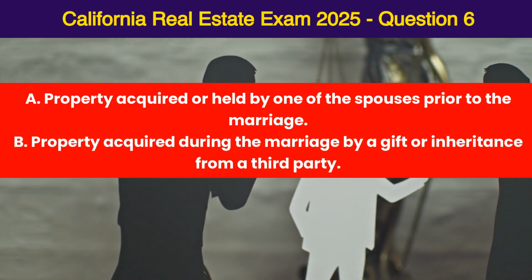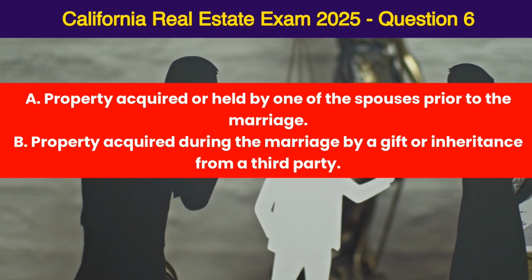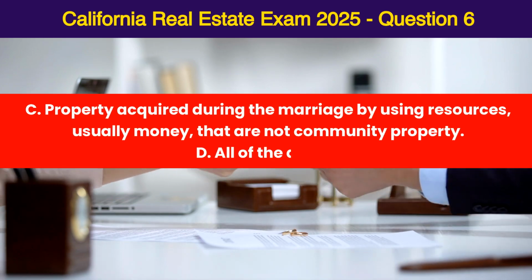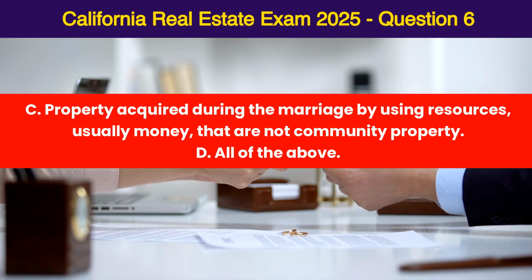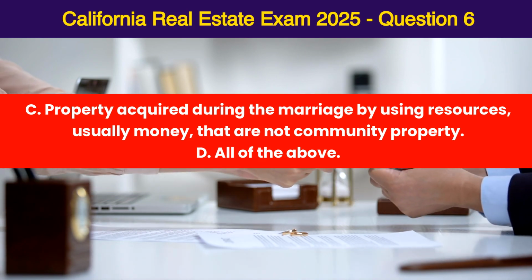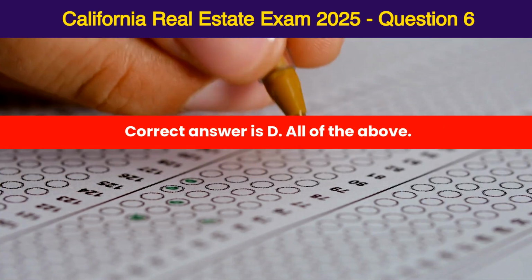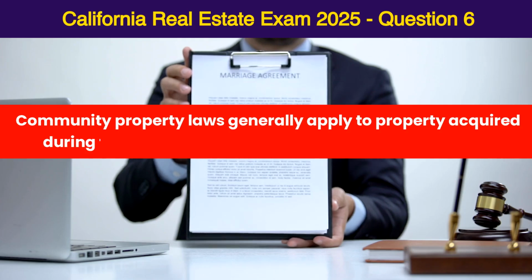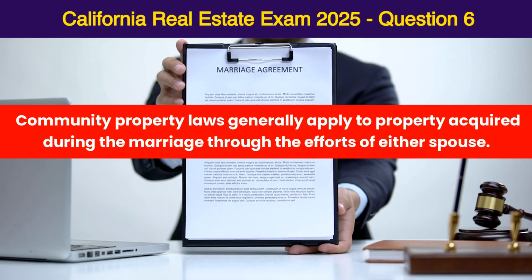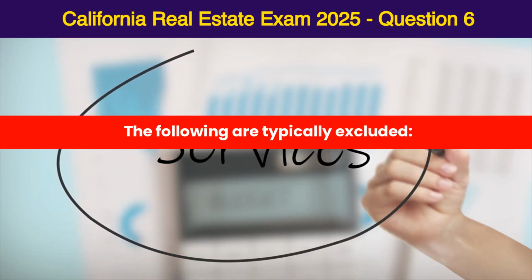Property acquired during the marriage by a gift or inheritance from a third party. C. Property acquired during the marriage by using resources, usually money, that are not community property. D. All of the above. Correct answer is D. All of the above. Community property laws generally apply to property acquired during the marriage through the efforts of either spouse. The following are typically excluded.